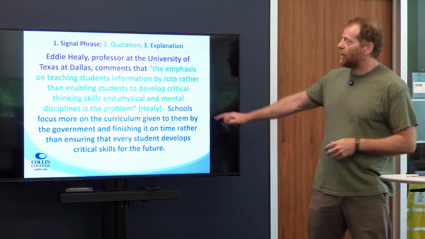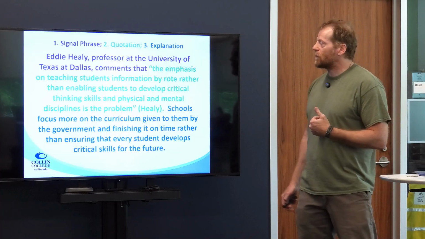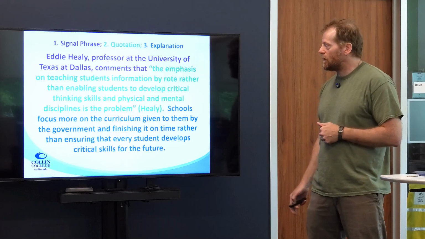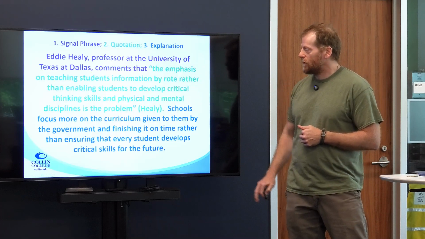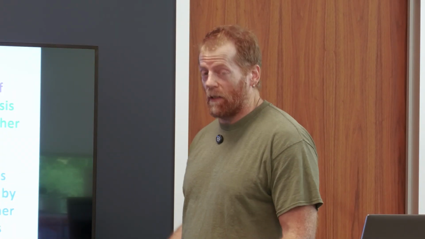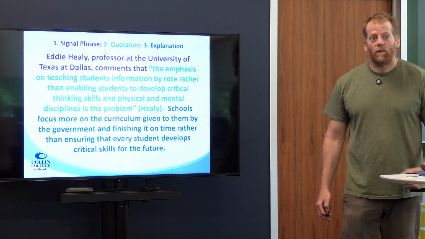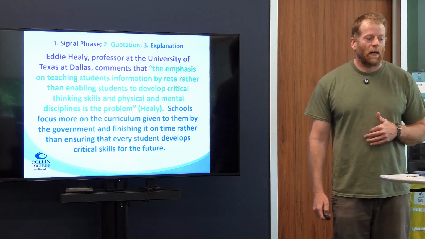Here's an example of that. We have our source there. We get the name of the source's expertise. We get a quotation. At the end of the quotation, we have an in-text citation. We need to do that. And then in blue here, we get explanation about that source information. This is good scholarship. We need to do this.